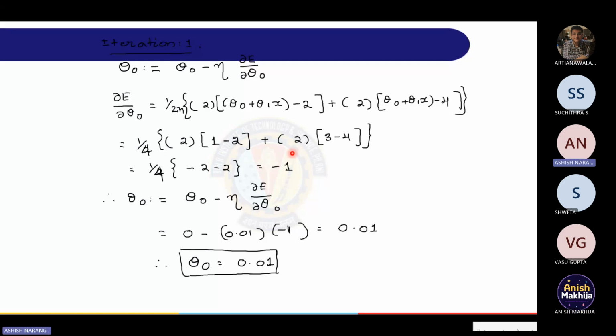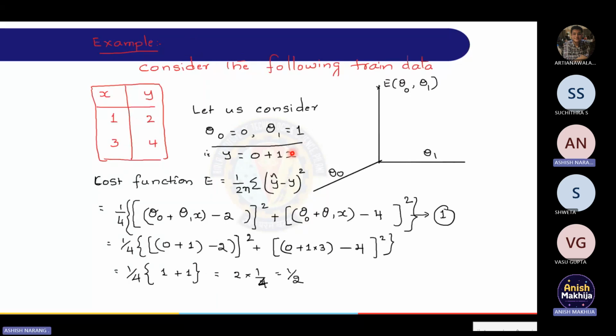Anish, your voice is not very clear. Can you be closer to the mic? Sorry, sir. Yeah. So we are taking the value of n as 2 because we are taking two values for this equation.